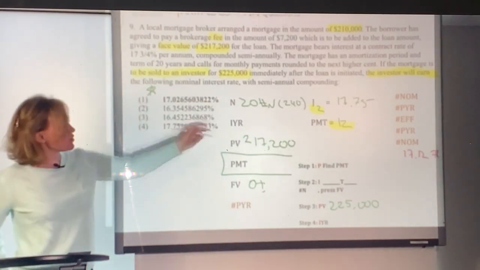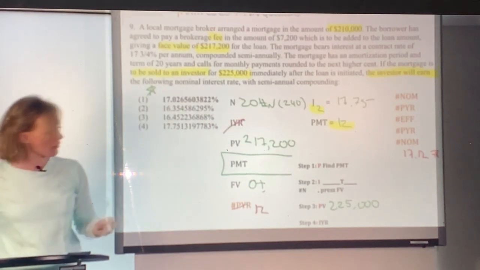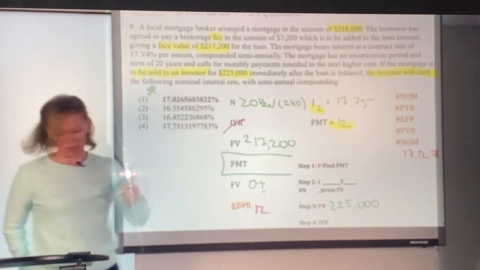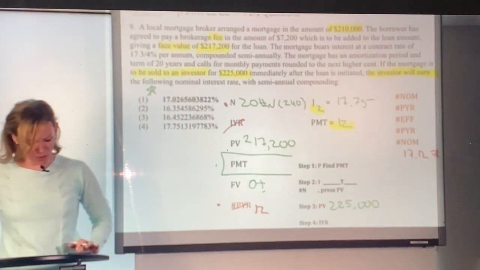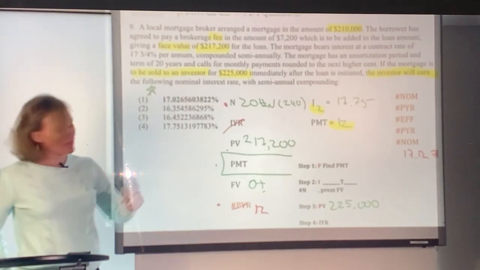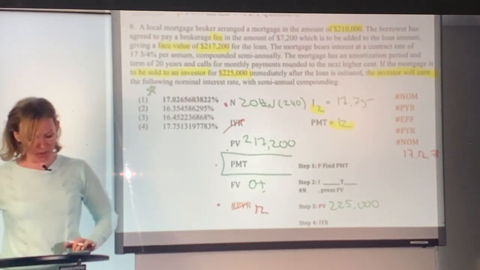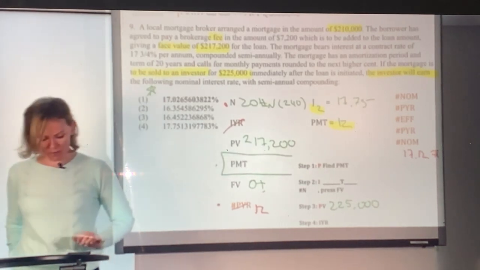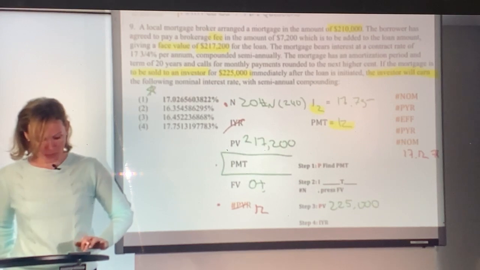So after you finish this, what do you do? You're going to cross off your IYR, PYR. You understand that PYR right now is monthly, so everything will be per month now. So finish the N, okay? 20 years, shift N, 240. PV is 217,200. Make sure that you don't forget that 200 on your calculator. Okay, PV, 200 in there. 0 plus minus future value. And then you press the payment.